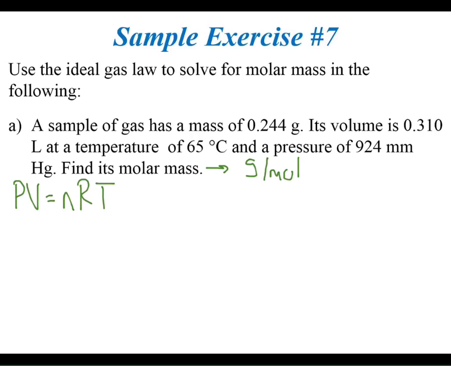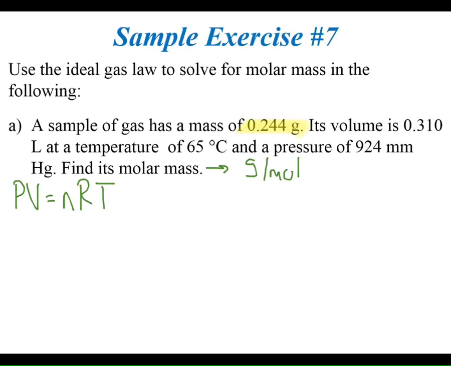So the problem says a sample of gas has a mass of 2.44 grams. So there's the grams. Its volume is 0.310 liters. Its temperature is 65 degrees, and its pressure is 925 millimeters of mercury. What is the grams per mole? What is the molar mass? So we already have the grams. See that? There's the grams right there. So what we need to find is the moles part.